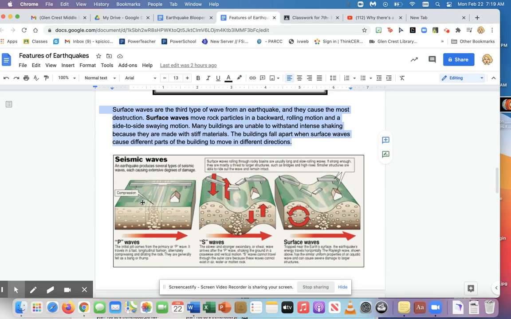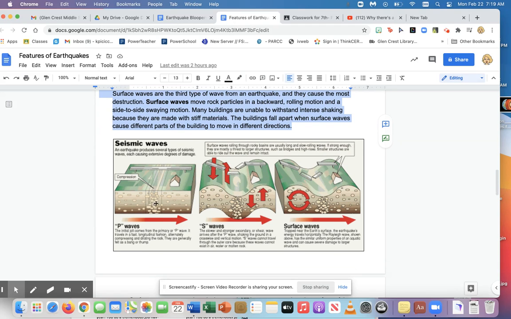So down at the bottom of this chart, you can see the P waves, right? Look at where they compress. Then you can see like the classic S wave, right? Up and down. And then surface waves, you see, are kind of moving back and forward. They're rolling kind of in a circle. This is where the most damage is going to occur on the surface.